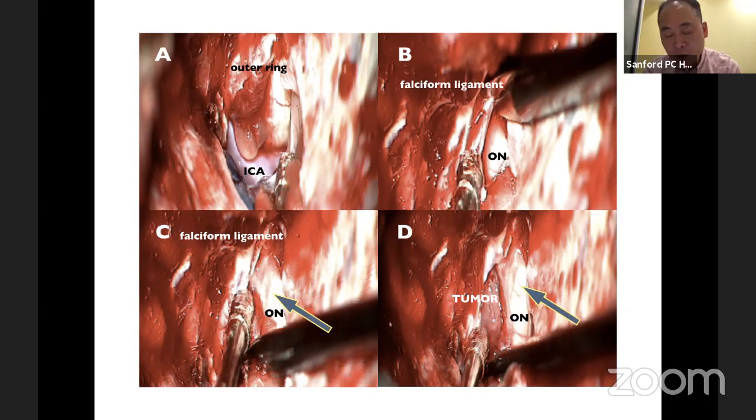So this is very important. At the beginning, you have to release the optic nerve from the falciform ligament. You have to release the carotid from the outer ring. So this is the basic technique to free all these structures. Then you widen the window, and when you pull over the optic nerve, you widen the window and it is easier to remove the tumor.